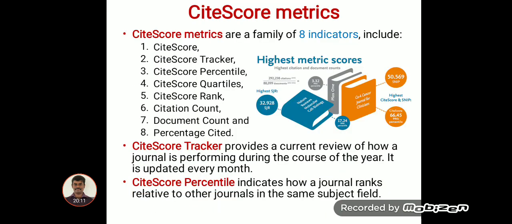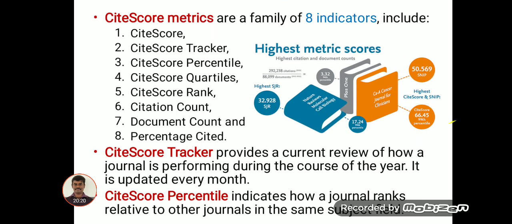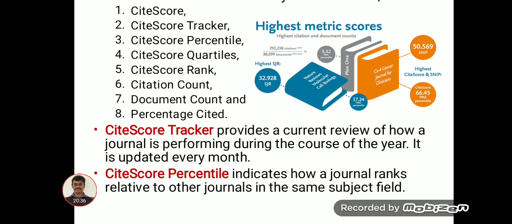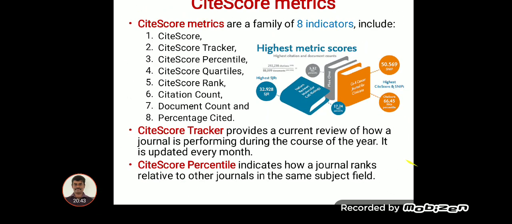When you see, the CiteScore metrics are a family of 8 indicators which include CiteScore, CiteScore tracker, CiteScore percentile, CiteScore quartiles, CiteScore rank, citation count, document count, and percentage cited. Out of this, CiteScore tracker provides a current review of how a journal is performing during the course of the year. It is updated every month. Whereas CiteScore percentile indicates how a journal ranks relatively to other journals in the same subject field.